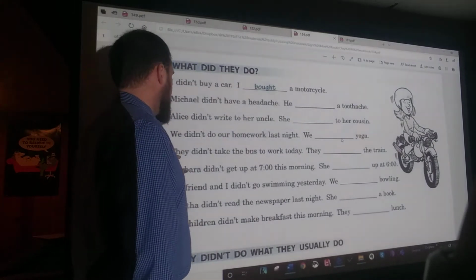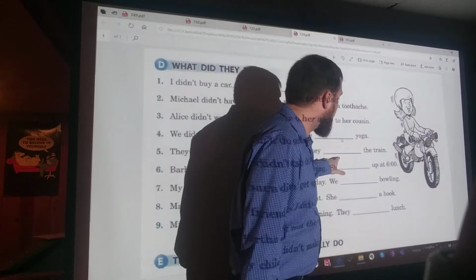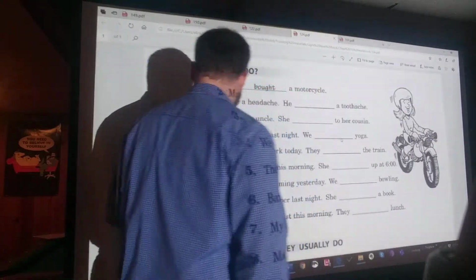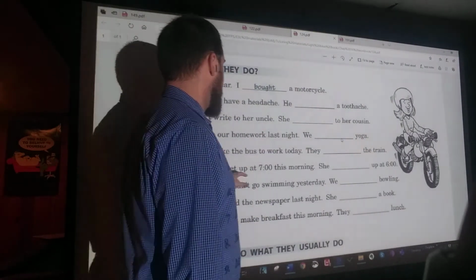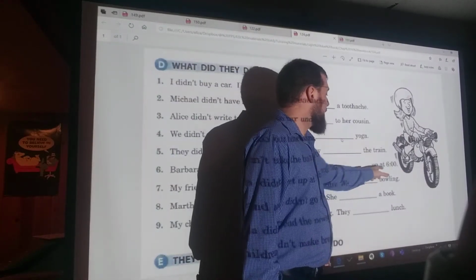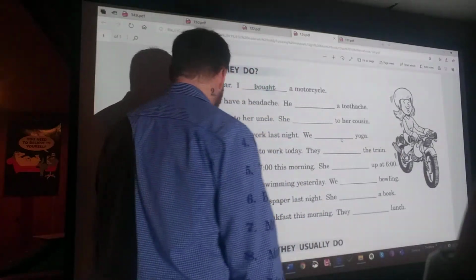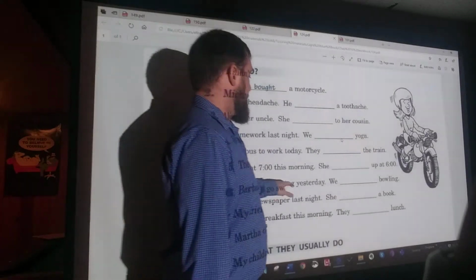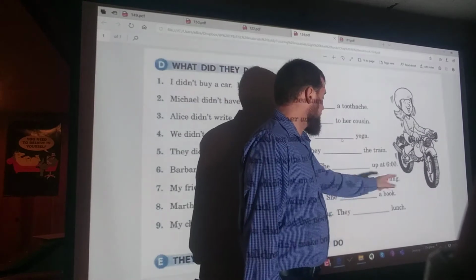Number 5. They didn't take the bus to work today. They took the train. T-O-O-K. Number 6. Barbara didn't get up at 7 this morning. She got, G-O-T, up at 6. Boy, she's getting up earlier than me, I'll tell you that. My friend and I didn't go swimming yesterday. We went bowling. W-E-N-T.